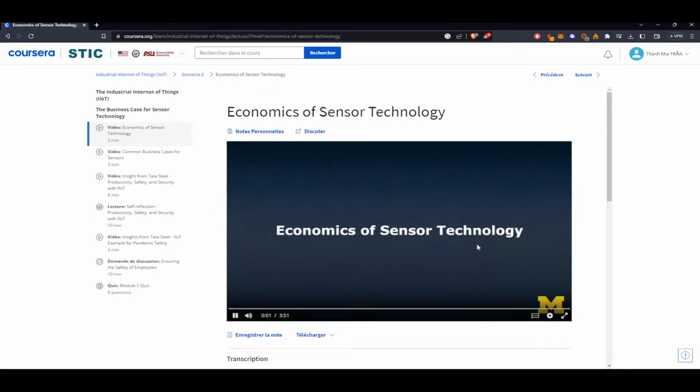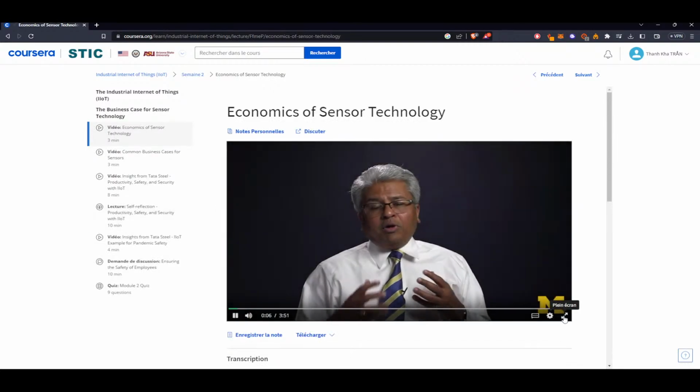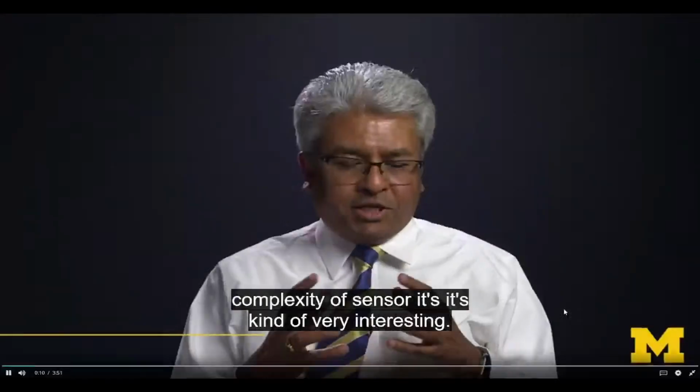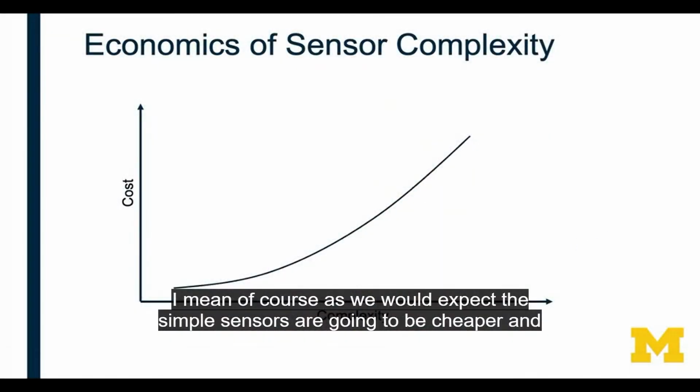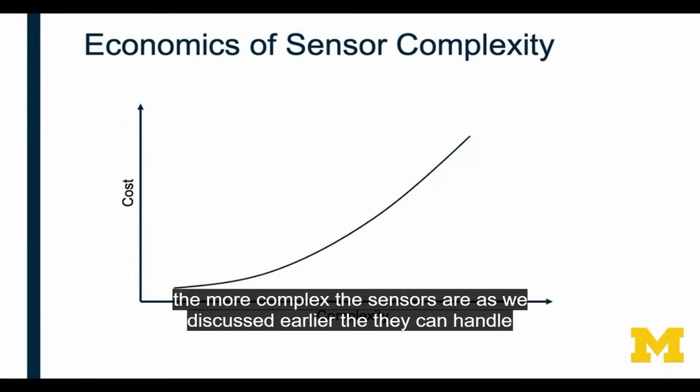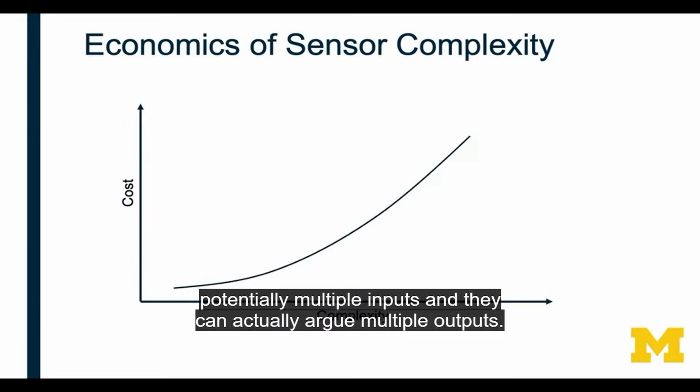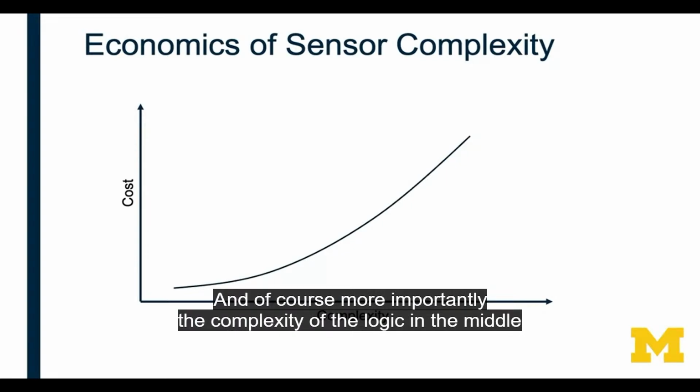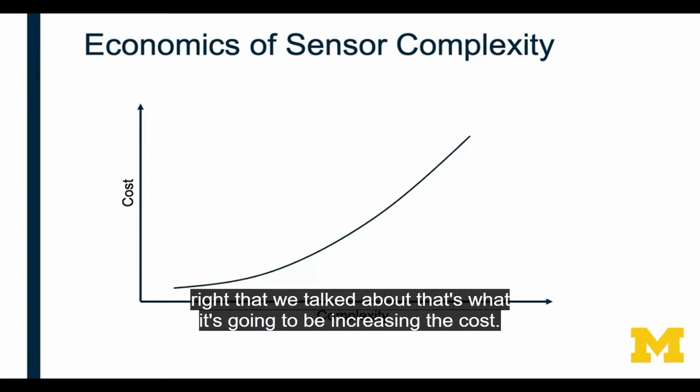Okay, economy of sensor technology. If you understand the trade-off between cost and complexity of sensors, it's very interesting. Of course, as we would expect, the simple sensors are going to be cheaper, and the more complex the sensors are, as we discussed earlier, they can handle potentially multiple inputs and give multiple outputs. More importantly, the complexity of the logic in the middle, that we talked about, is what is going to increase the cost.